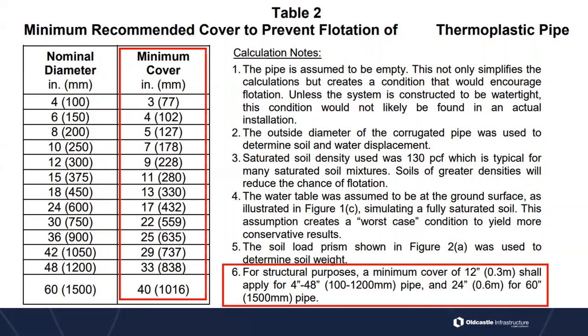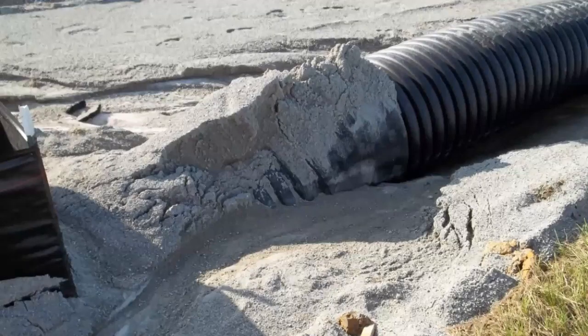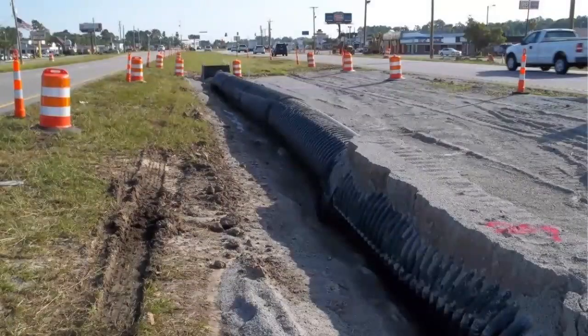So for structural purposes, a minimum cover of 12 inches shall apply for 4 to 48 inches of pipe and 24 inches for 60 inches of pipe, which again, for structural purposes, kind of doesn't really coincide with D2321 and what their recommendations are on how much soil you should have on top of it. But this is just in the case of flotation. So obviously the lightweight pipe, if you don't have enough material on top of it, the groundwater pushing up, that hydrostatic force, can push that pipe up and lift it so that it actually floats.